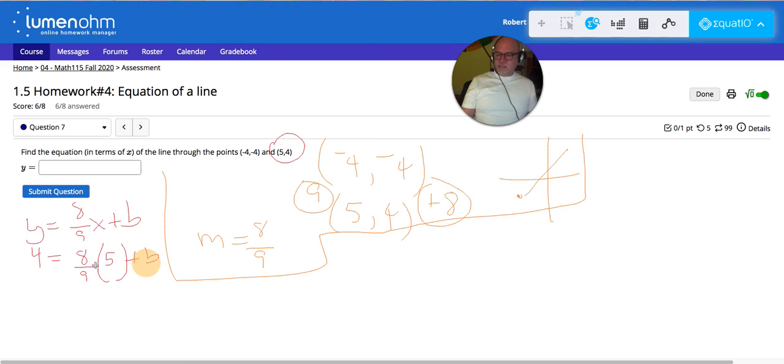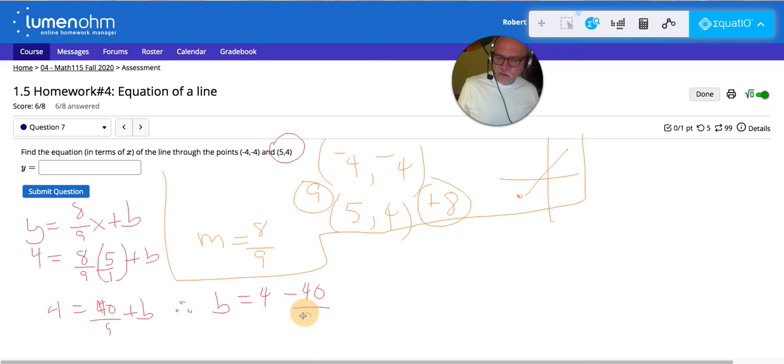This is going to be ugly simply because it's going to require us to multiply this, and you're going to have an ugly fraction, but there's nothing we can really do about that. And then we're going to have to add fractions with different denominators. So 4 is equal to 8 times 5 is 40, 9 times 1 is 9, 40 over 9 plus b. All right, in order to get b, we're going to have to get this over, so it's going to be b is equal to 4 minus 40 over 9.